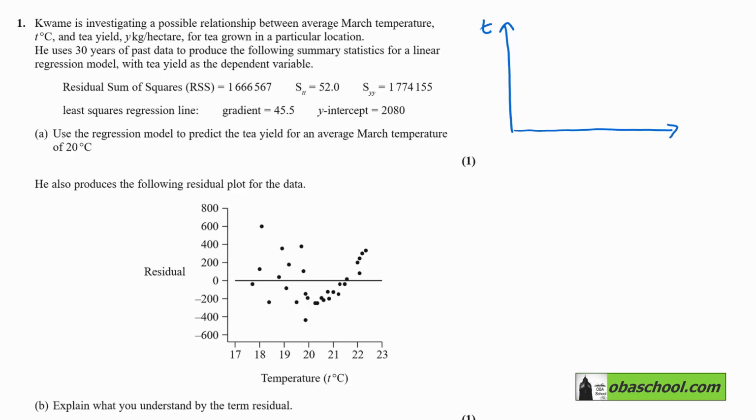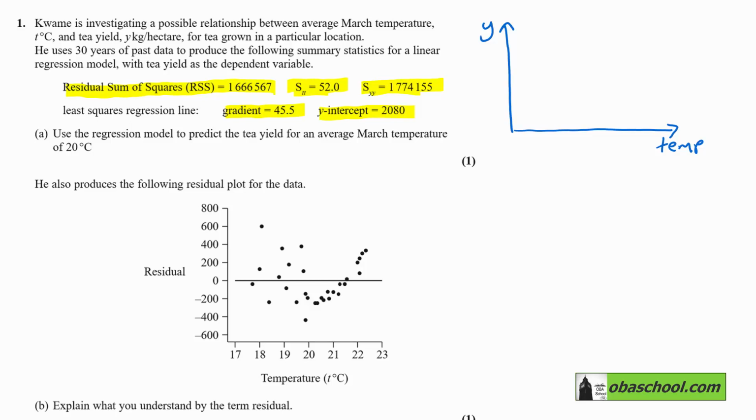and the temperature in this direction. And the tea yield is y, so we'll just change that to a y. So we've got a y against t graph like so. We've got the following information: residual sum of squares, STT, SYY, and for the least squares regression line, we're told the gradient is 45.5 and the y-intercept is 2080.